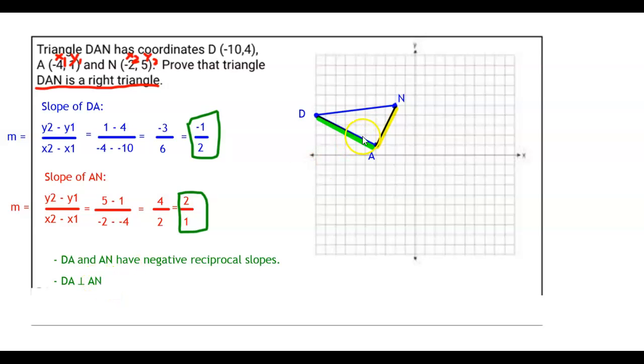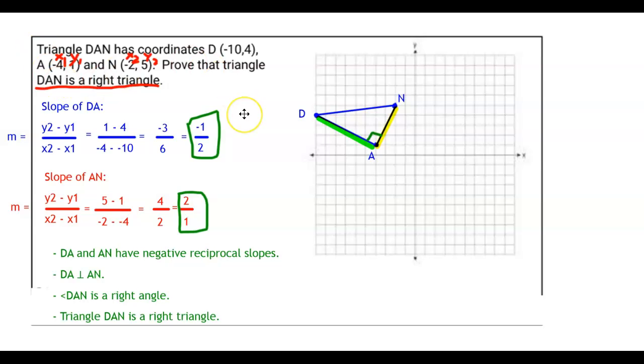Once I know that, angle DAN is going to be a right angle. Once I know that angle DAN is a right angle, I'm going to draw that in here. Once I know that angle DAN is a right angle, then triangle DAN must be a right triangle because all right triangles have one right angle. Like that, I'm done. How do I know I'm done? It says to prove that triangle DAN is a right triangle, and I've just done that.